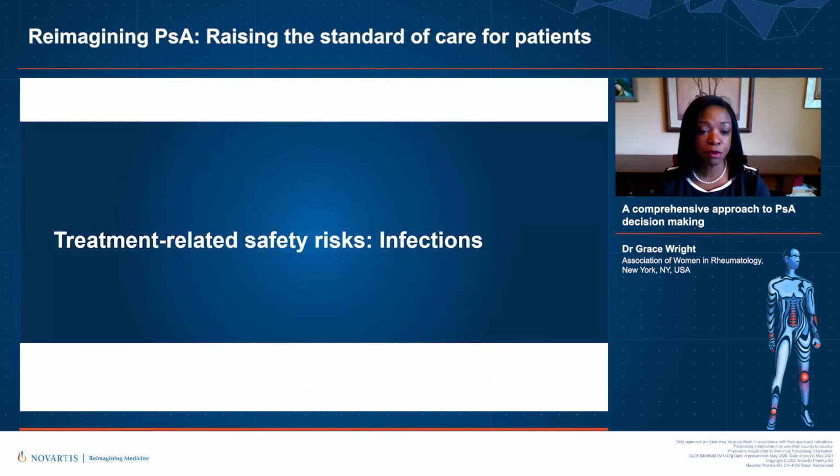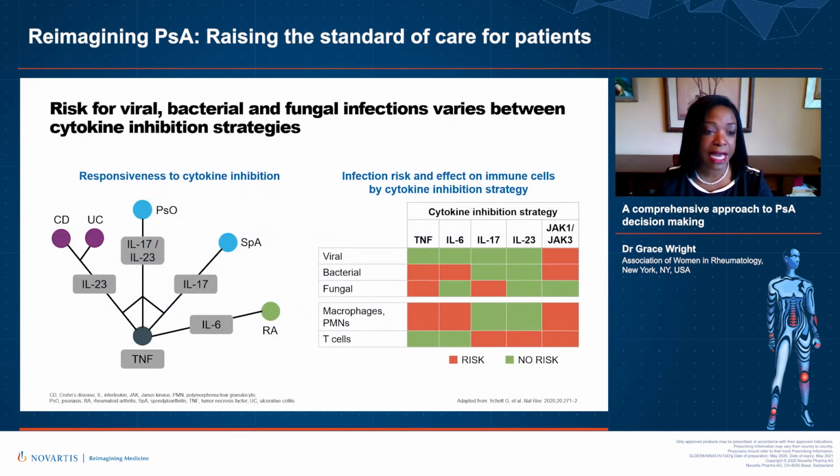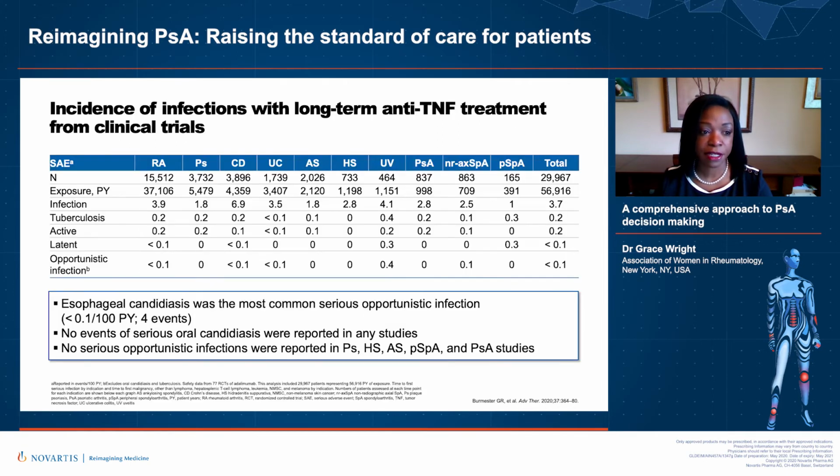Now let's talk about treatment-related safety risk, and we'll start off with infections. We understand that various diseases respond differently to various cytokine inhibition strategies, and that these strategies themselves carry incident risks because of the impact, number one, on various cells involved in host defense, and more specifically, whether it's attacking viral, bacterial, or fungal mediators. We may see differences across risk profiles with these various cytokine inhibition strategies.